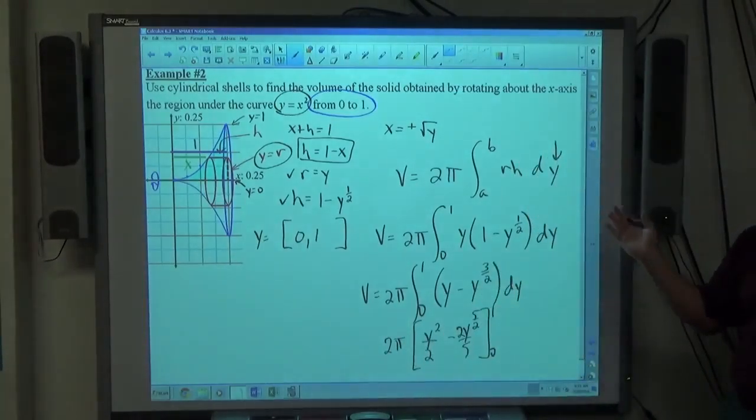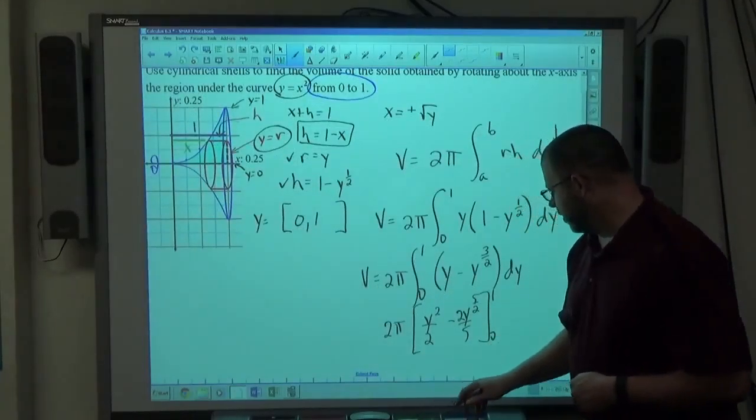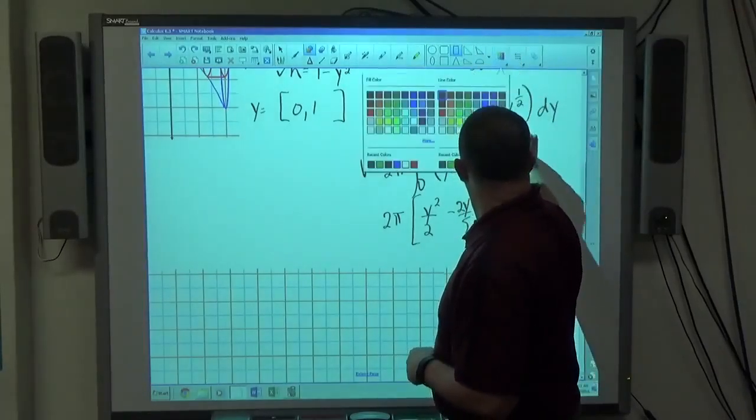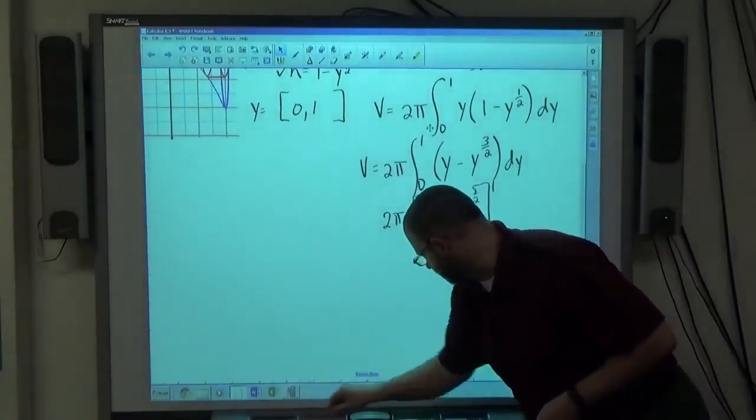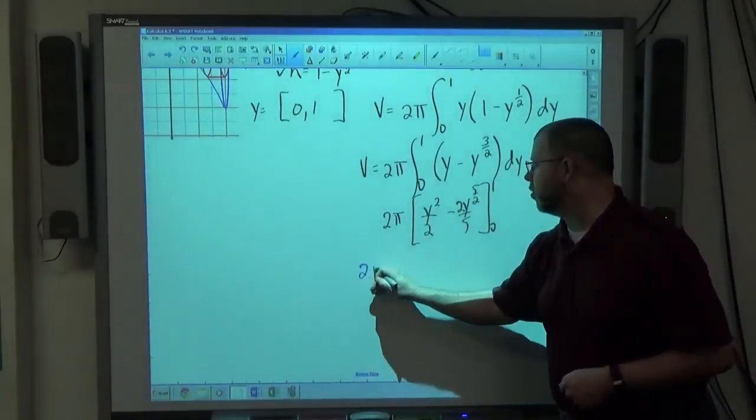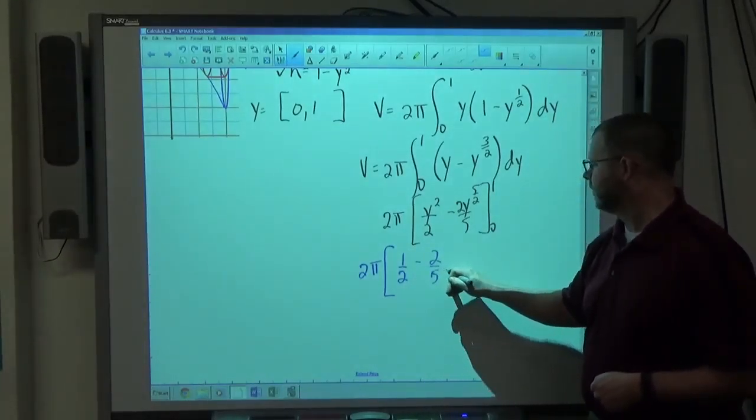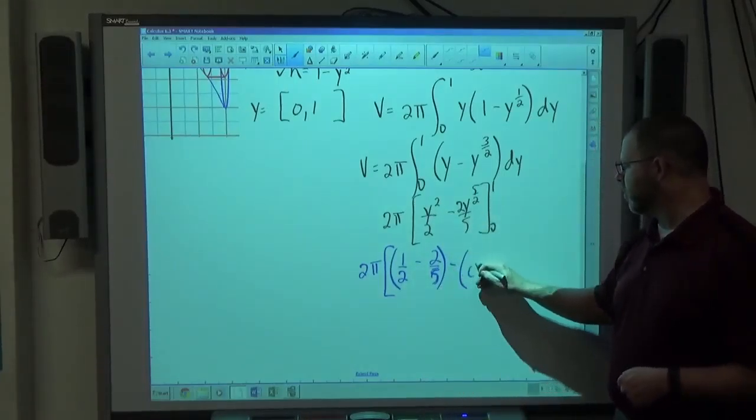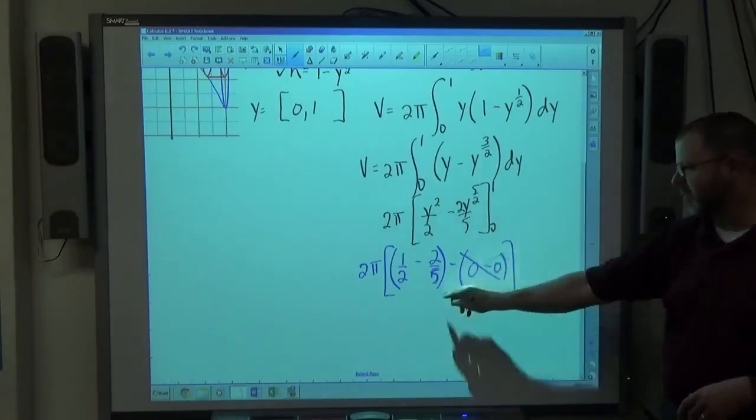Once I integrate it, the dy disappears, the integral symbol disappears. Now we just have to substitute 1 and 0 in. If I put in 1, I've got the 2 pi out here. I'm just going to get 1/2 minus 2/5. If I substitute in 0, I'm going to get 0 minus 0. Of course, 0 is gone.